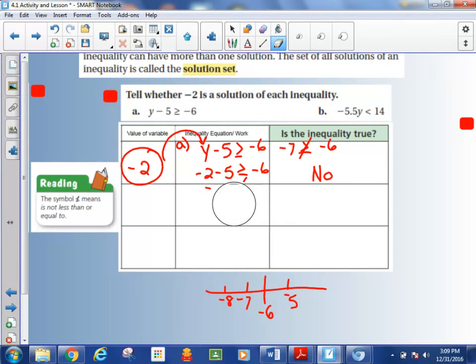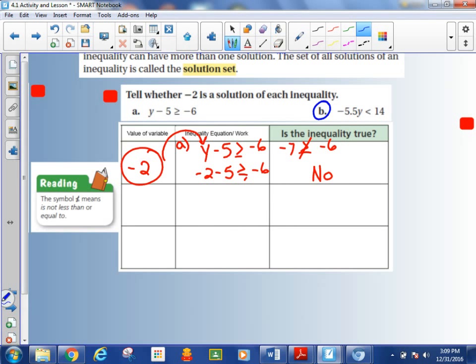I'm going to erase this bottom and write down in this bottom box here. So the equation we're using for B, and we're still going to use -2 for the number, is -5.5 times y less than 14. Well, I can tell right now two negatives is going to make it a positive. So we need to figure out what 5.5 times 2 is, because we're substituting in -2 where y is. So we're going to do -5.5 times -2. Two negatives make it a positive.